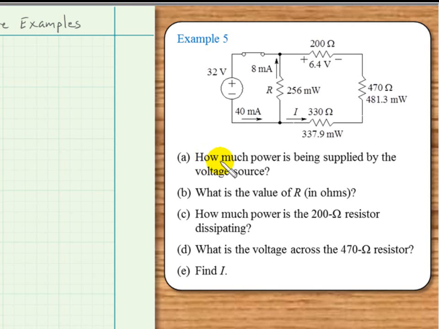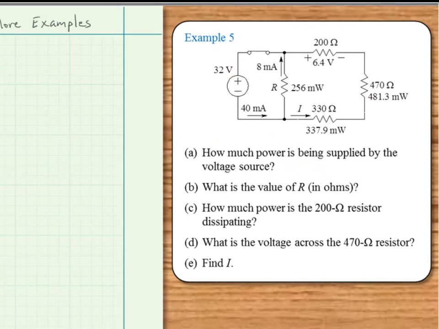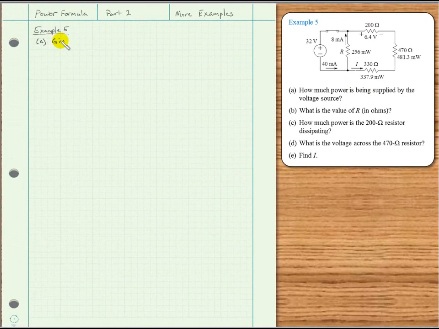Here we are asked how much power is being supplied by the voltage source. Here's the voltage source. Let's write down the given information that relates to the voltage source. First, we have the voltage, V, is 32 volts. And then we also have current given here. This is the current coming out of the power supply. And so the current is given as 40 milliamps.